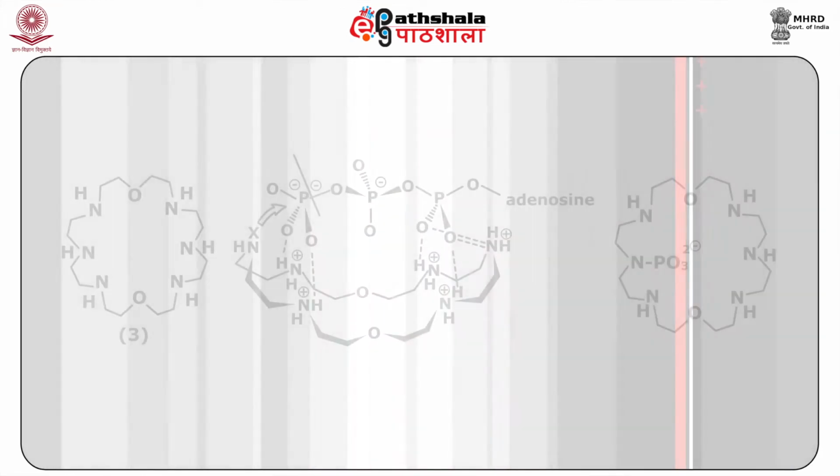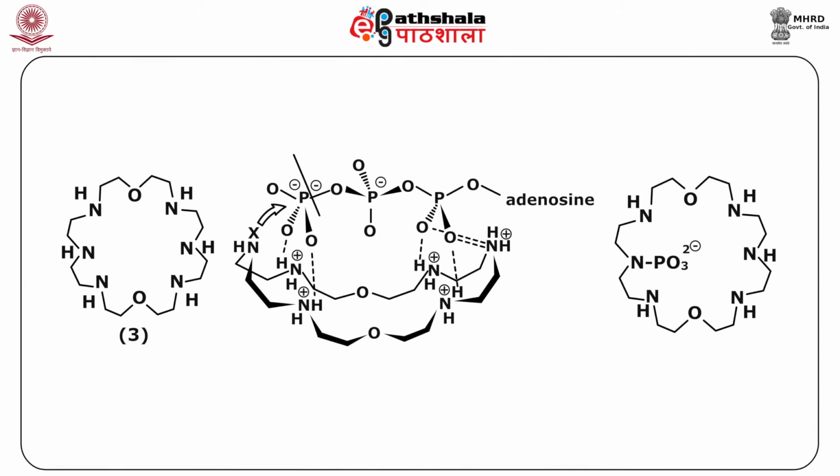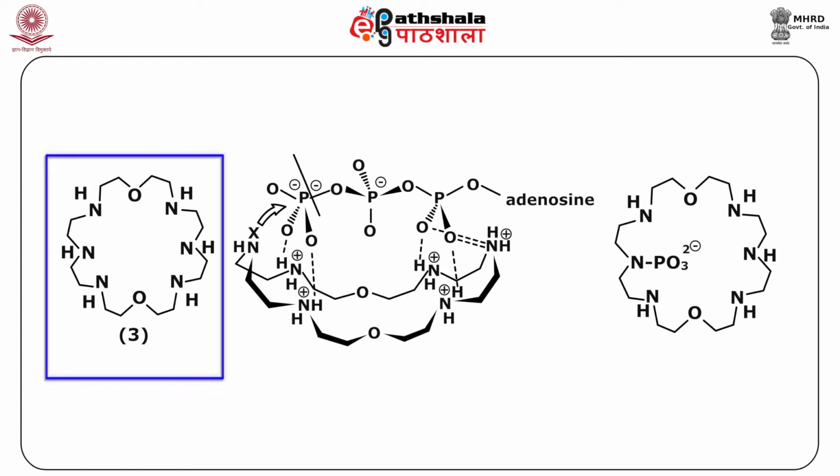ATP hydrolysis was found to be catalyzed by a number of protonated macrocyclic polyamines. In particular, 24N6O2, shown in the figure, strongly binds ATP and markedly accelerates its hydrolysis to ADP and inorganic phosphate over a wide range of pH values. The reaction presents first order kinetics and is catalytic with turnover.